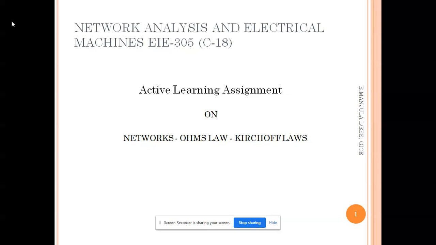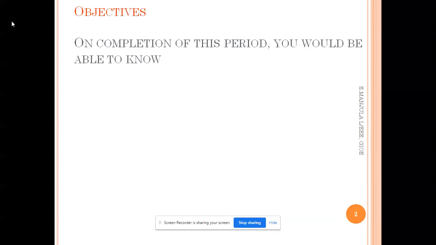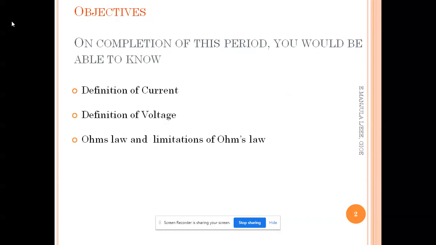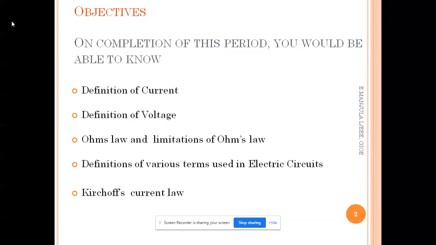Today I am going to deal with the subject Network Analysis and Electrical Machines, which is in the EIE syllabus. Today we are going to see about Ohm's law and Kirchhoff laws. The objectives that we are going to cover are the definition of current, the definition of voltage, Ohm's law and its limitations, definitions of various terms used in electrical circuits, Kirchhoff current law, and Kirchhoff voltage law.